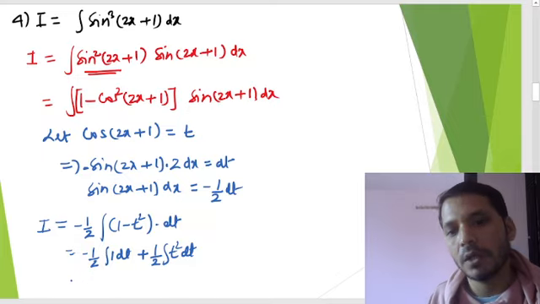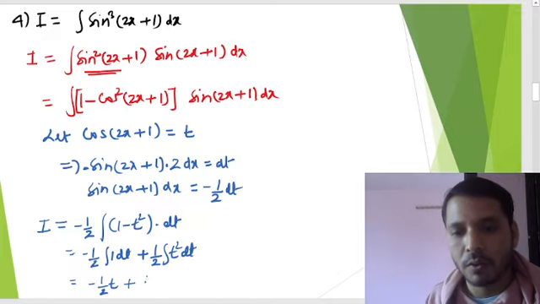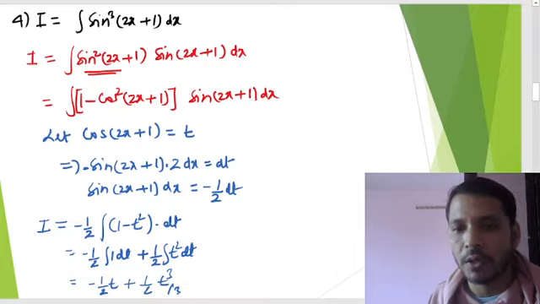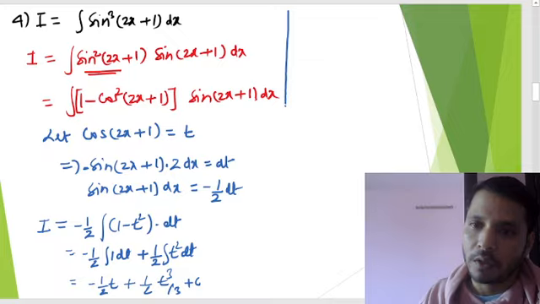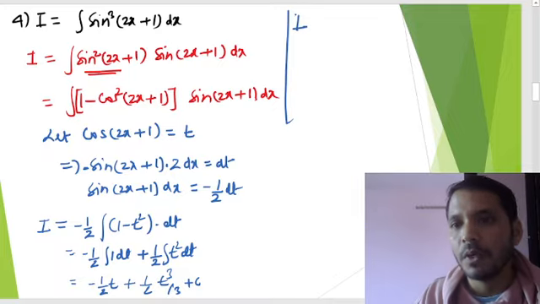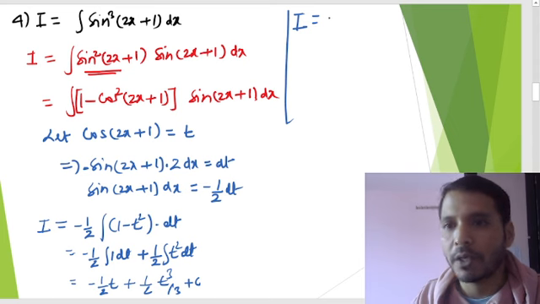Now we can integrate both the things, minus 1 by 2 t and here plus 1 by 2 t, integrations is t cube divided by 3 plus c. Now finally I am writing here the final answer. We have to write it in terms of sin x. So the first term is minus 1 by 2, minus 1 by 2t.